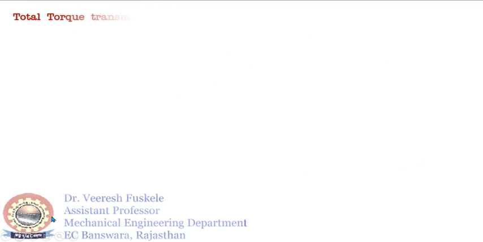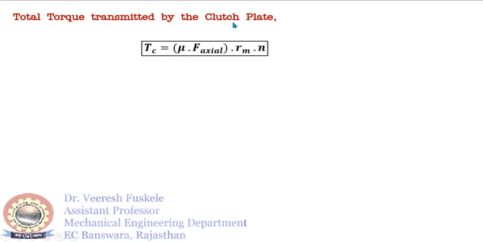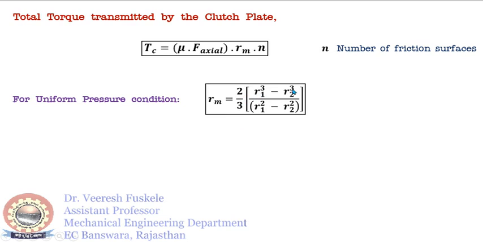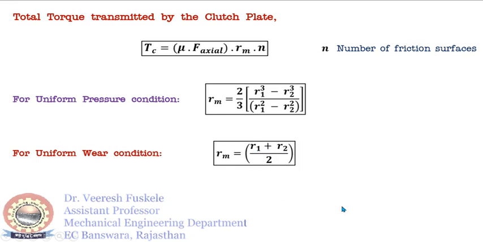Now let us find out the total torque transmitted by the clutch plate. As we have seen earlier, it is given by μ F axial Rm n, where n is the number of frictional surfaces. For a single plate clutch, n is equal to 2, and similarly for the multi-plate clutch n can be calculated. This equation is the same for both uniform wear and uniform pressure conditions; only the value of Rm will be different. The value of Rm in case of uniform pressure condition is (2/3)(R1³ − R2³)/(R1² − R2²), as we derived earlier, and for uniform wear condition, Rm is (R1 + R2)/2. So this is how we find the total torque transmitted by the clutch in both conditions.